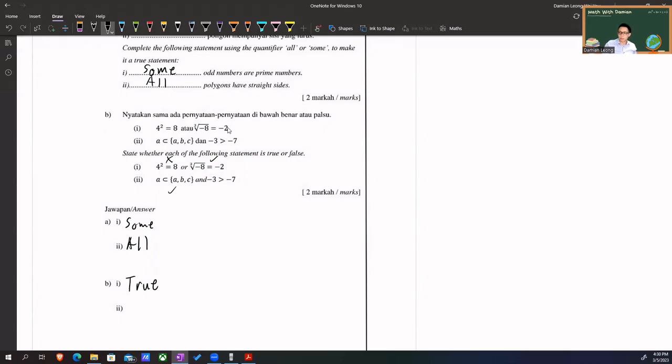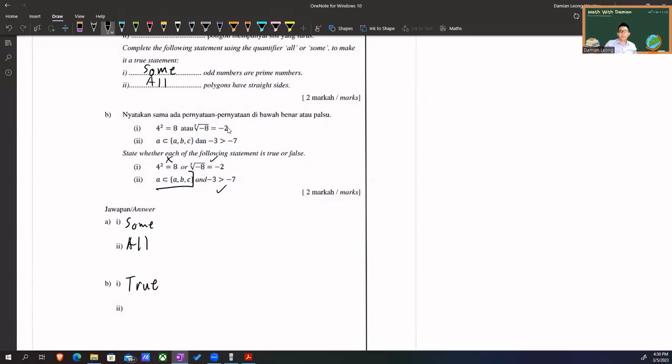Actually, A is a subset of... Actually, A is... You can't really consider it a subset unless they put a bracket like this, then it's fine. Okay, -3 more than -7 is correct.